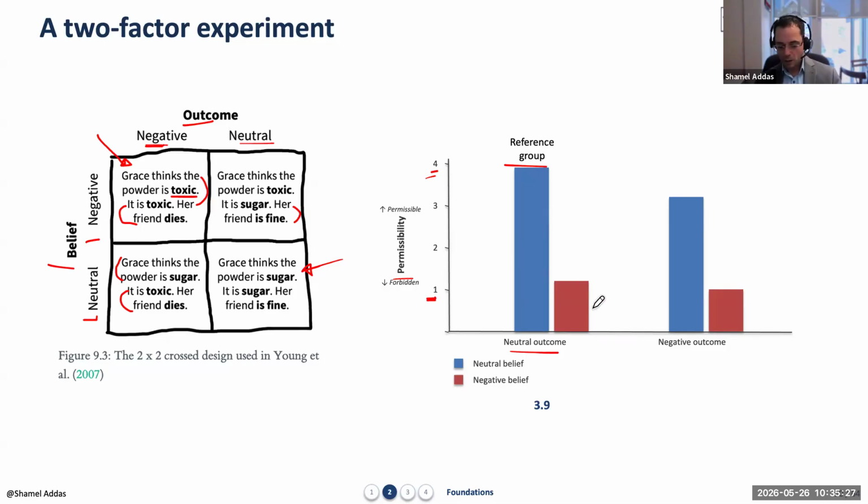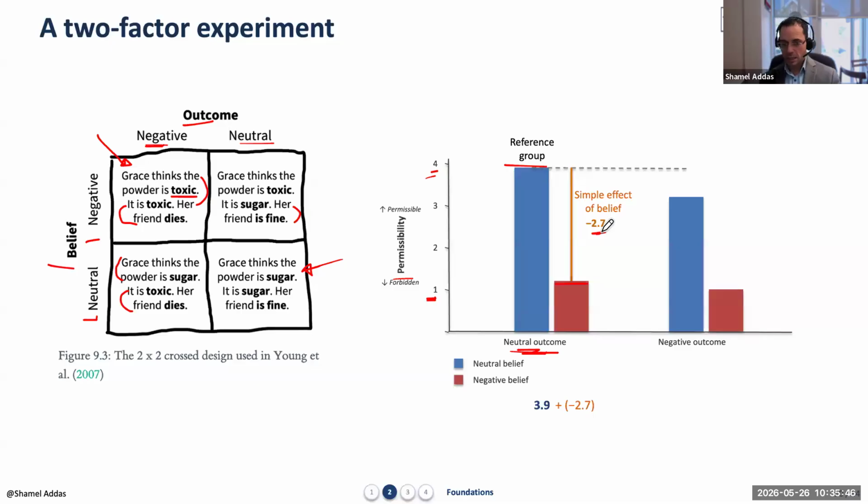Then let's see what happens here. If we want to measure the simple effect of belief, what happens when the belief switches to negative? The outcome is still neutral, but the belief switches to negative. So that's the simple effect. You can see a huge drop. The simple effect of belief is minus 2.7.